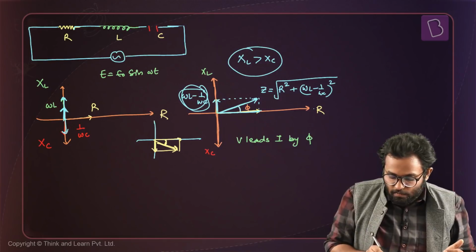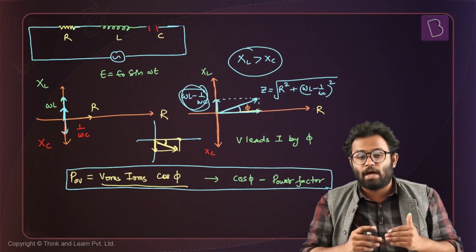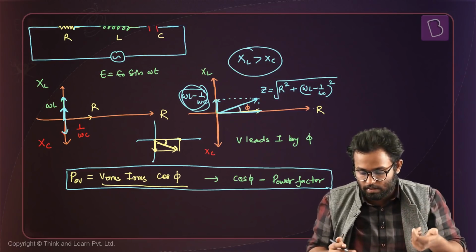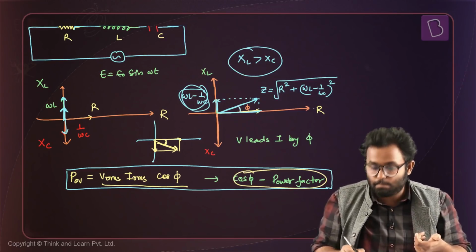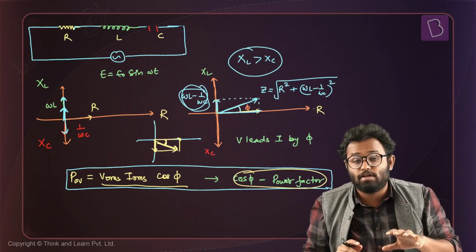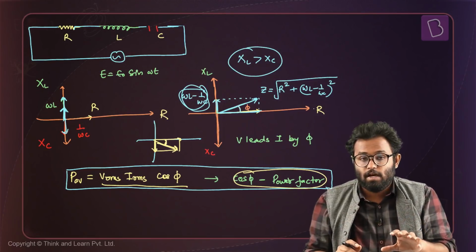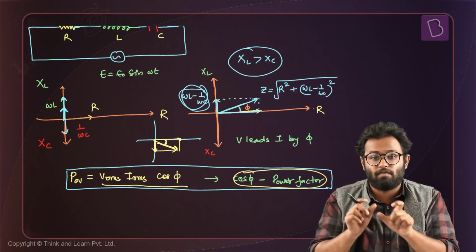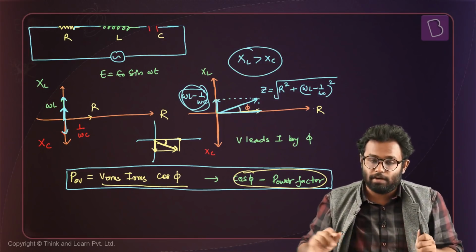Now in this case also we can find power. Power is given by Vrms times Irms times cos phi. So you have an extra factor of cos phi coming in here, and this cos phi is called the power factor. Otherwise the power would have been just Vrms times Irms, right? But in this case there's an extra cos phi which is multiplied to it, so that's called the power factor. All right, let's move ahead.